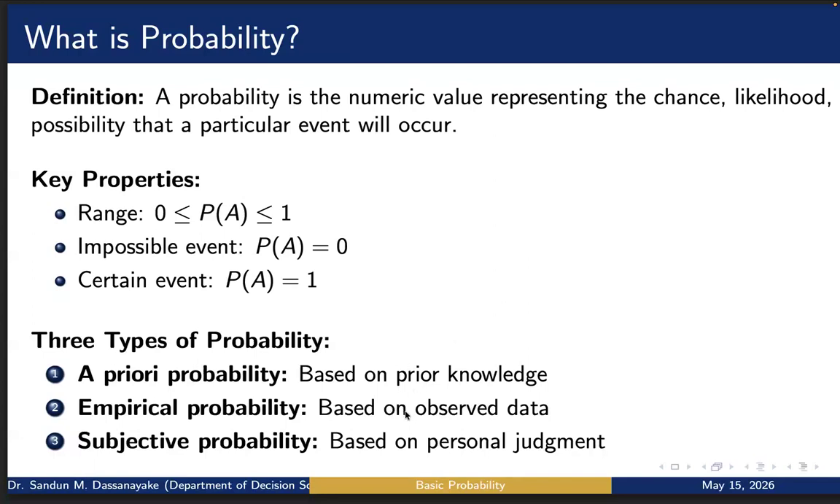Empirical probability is based on observed data. So if you go to, for example, let me give you some idea. A priori probability would be if you are coming from different backgrounds, different universities, for example, you may agree with me that you have a prior understanding about University of Moratuwa because we have more males than females. So that's a priori probability.